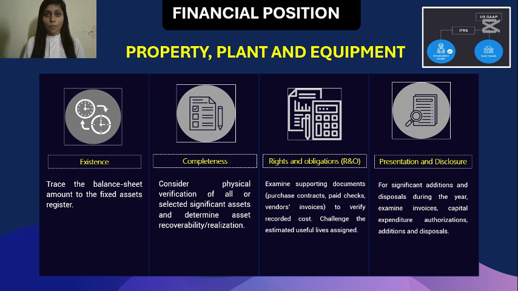Third one, rights and obligations. Confirm that the company owns the recorded PPE items. Sample selection. Select items from the PPE register for detailed review. Fourth one, valuation. Verify the PPE is recorded at the appropriate cost or valuation. Ensure depreciation is calculated in compliance with LKAS 16 and consistent with the organization policy. Fifth one, presentation and disclosure. Ensure proper classification of PPE in the financial statements. Next, Kavisha will explain receivables.